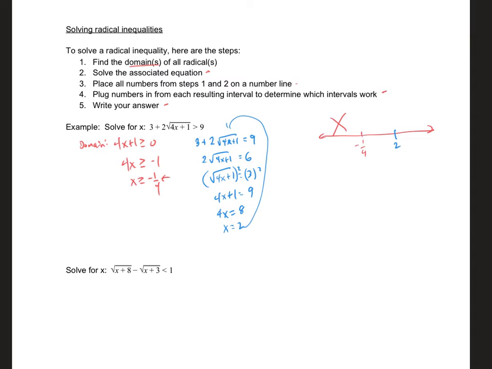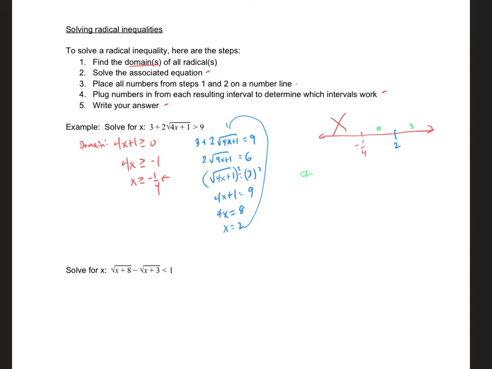Now, this number line is now divided up into 3 pieces. And we already know one of those pieces is not going to work because it's not in the domain, the part that's less than negative 1/4. So now what we have to do is choose numbers from each of the intervals and plug it into the inequality. So I'm going to choose 0 from this interval because 0 is easy to plug in. And I'm going to choose, let's say, 3 from this interval.